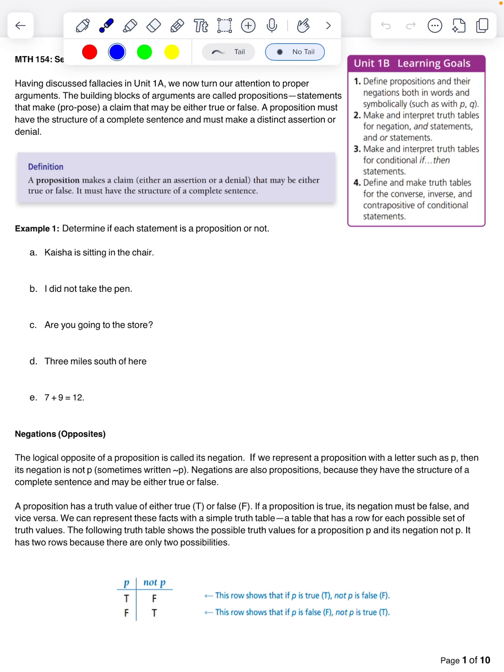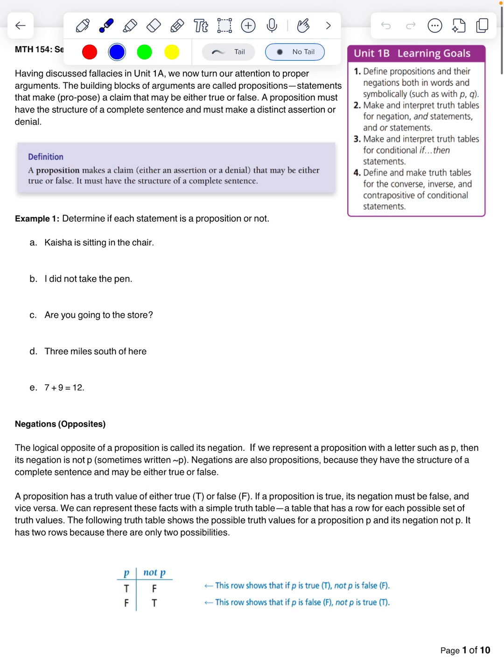So a proposition is going to make a claim, either assertion or a denial, that may be true or false. It needs to be in a complete sentence. So let's go ahead and look at some statements and determine if they are propositions or not.